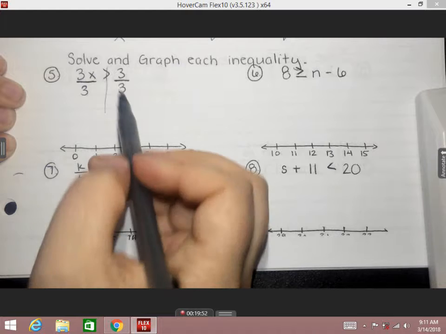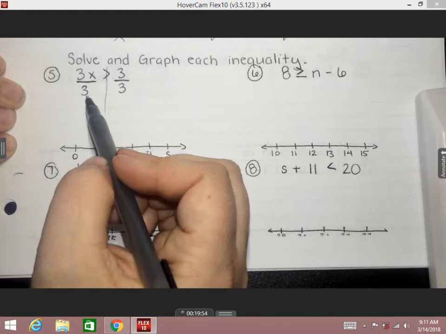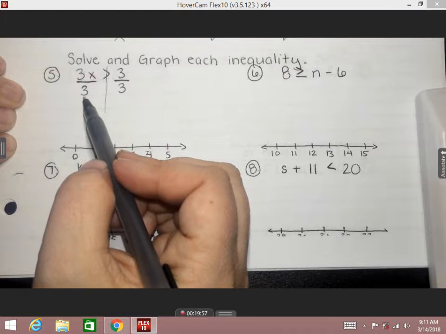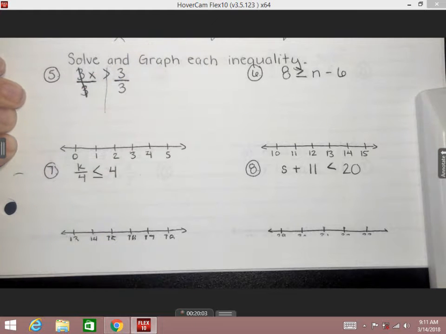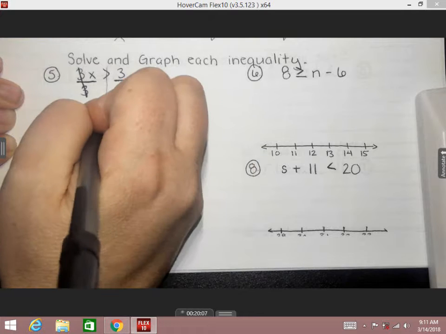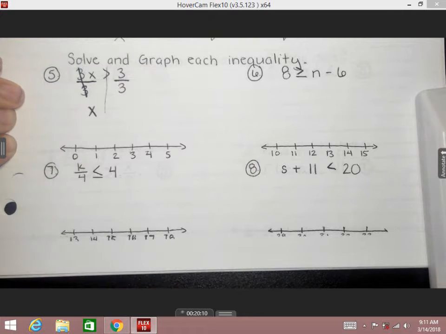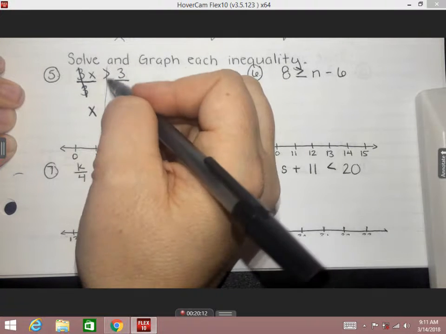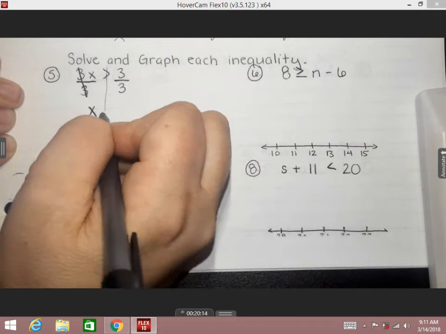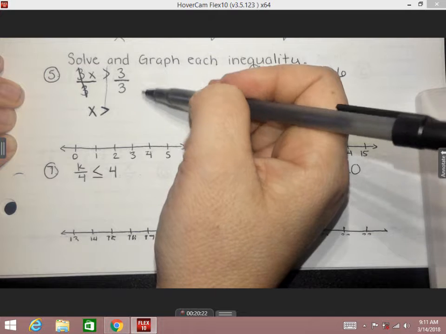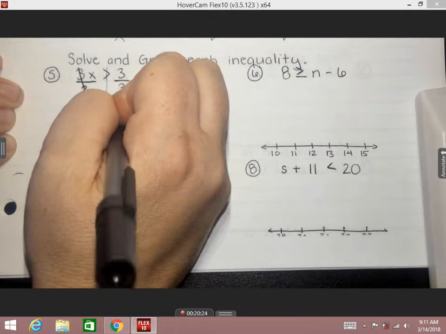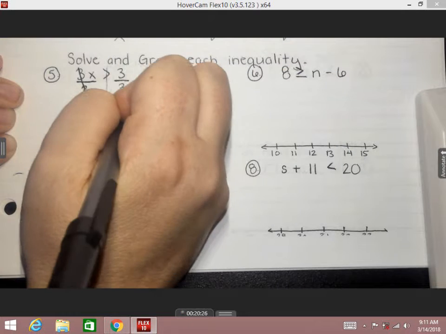All right, now what happens to this 3 on top and this 3 on the bottom with the x? What's going to happen to those, Cameron? They're going to cross out. Because remember, 1x is just x. 3 divided by 3 is 1. 1x is just x. Okay, so we cross those out. That line reminds me where that symbol goes, so we're going to put our greater than symbol. And then what do we get over here when I do this division? 1. Okay, so there's my answer.